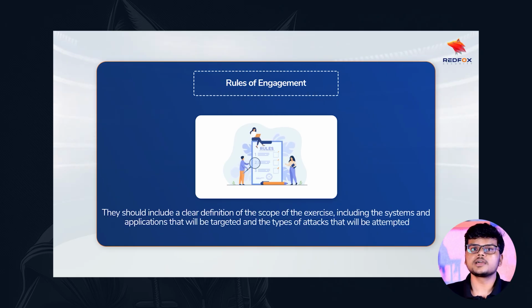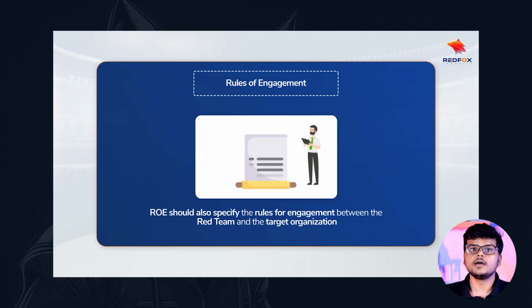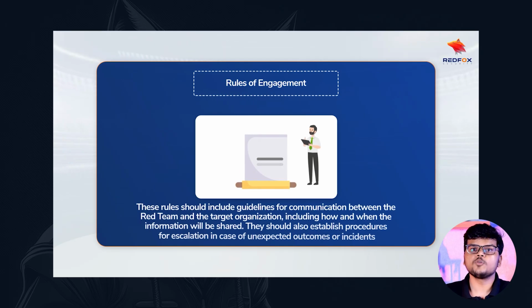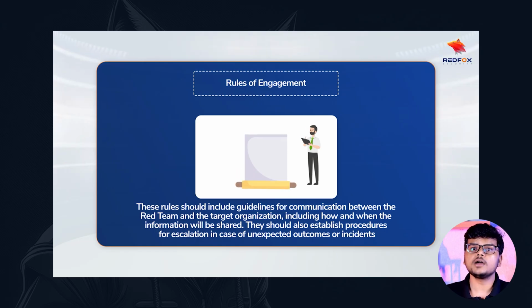They should include a clear definition of scope of the exercise, including the systems and applications that will be targeted and the types of attacks that will be attempted. ROE should also specify the rules of engagement between the red team and the target organization. These rules should include guidelines for communication between the red team and the target organization, including how and when the information will be shared. They should also establish procedures for escalation in case of unexpected outcomes or incidents.